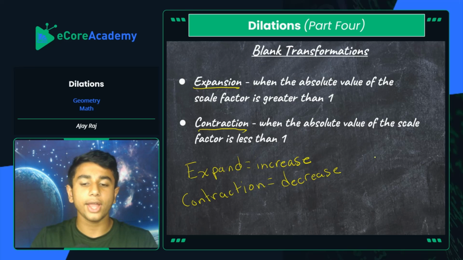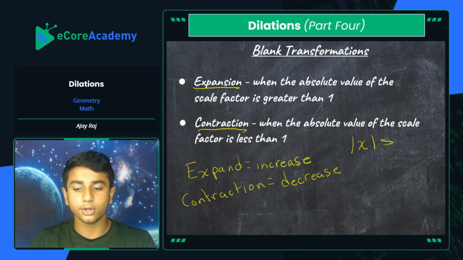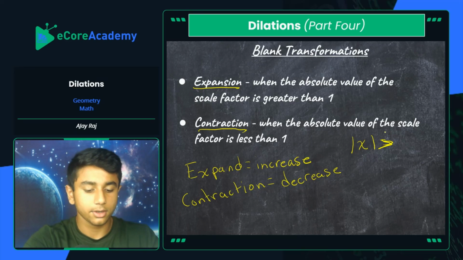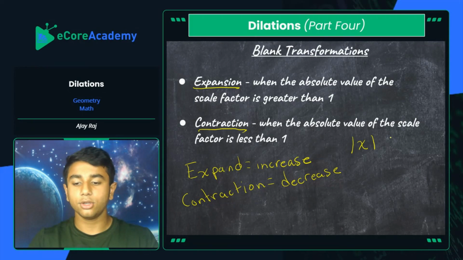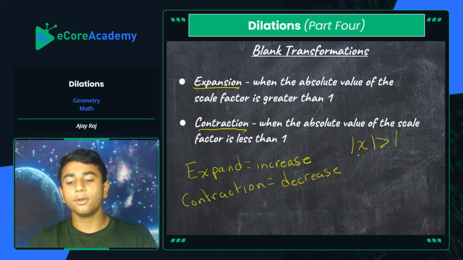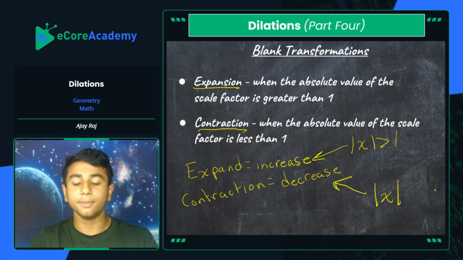And in order for a figure to have a scale factor that'll cause an expansion, its absolute value, meaning the absolute value of x being the scale factor, would have to be greater than 1. Sorry, that should be greater than. Let me fix that right now. But in order for it to be a contraction, you'd have to have the absolute value of x, being the scale factor that you're given, be less than 1. So the absolute value of x must be less than 1.